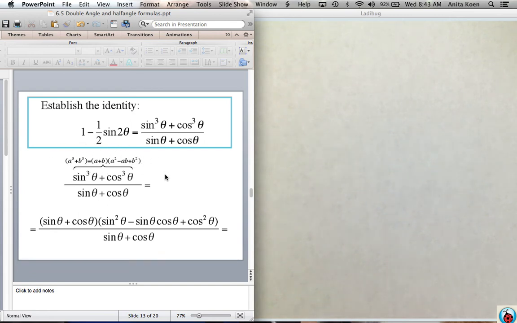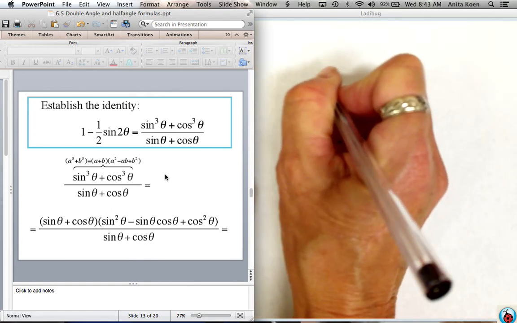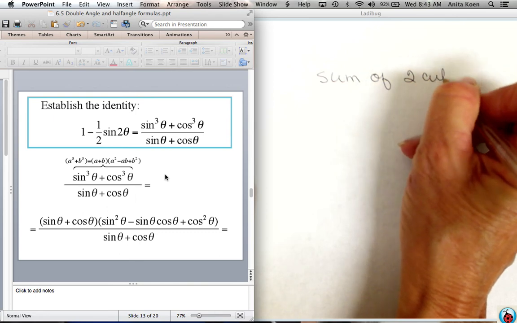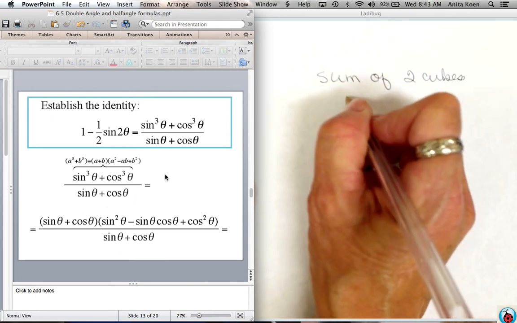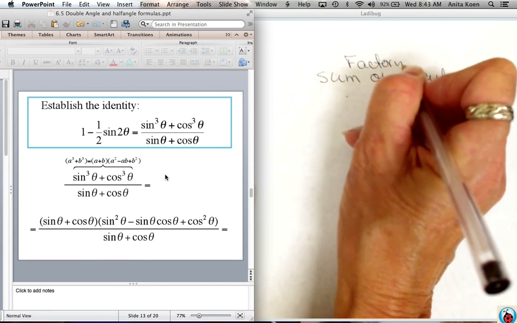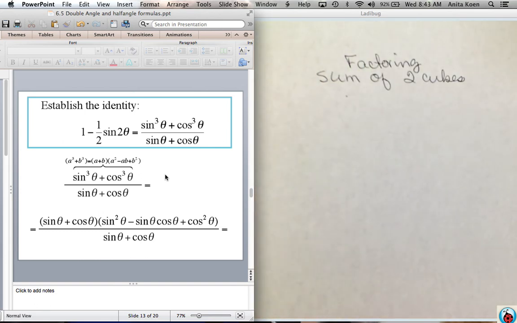This is the sum of 2 cubes. This is an algebra. The sum of 2 cubes, and we are factoring that. You should have learned this in Algebra 2. So if you don't remember how to factor the sum of 2 cubes, look in the back of your textbook in the appendix. Find the factoring section and study up on that.